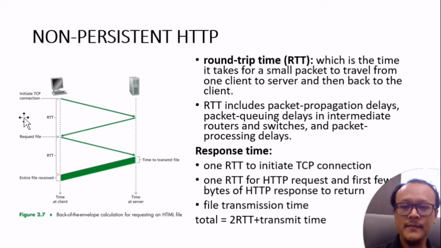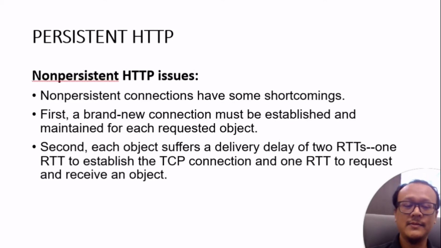They need to initiate the connection again, although they already initiated the connection before. So for another piece of information, another 2 RTT, and so on. So it will take a lot of time to transmit, request and receive information. The second problem is that each object suffers a delivery delay of 2 RTT. This I already explained.